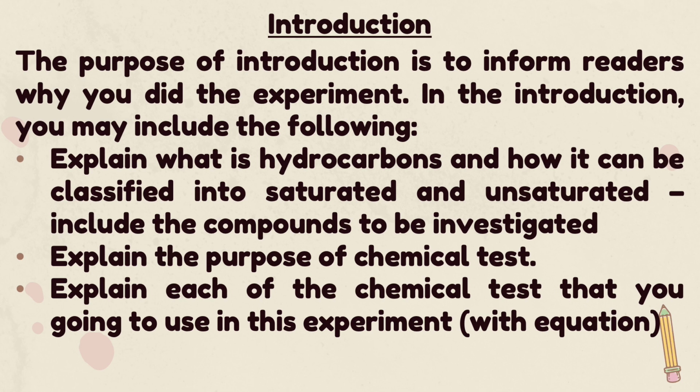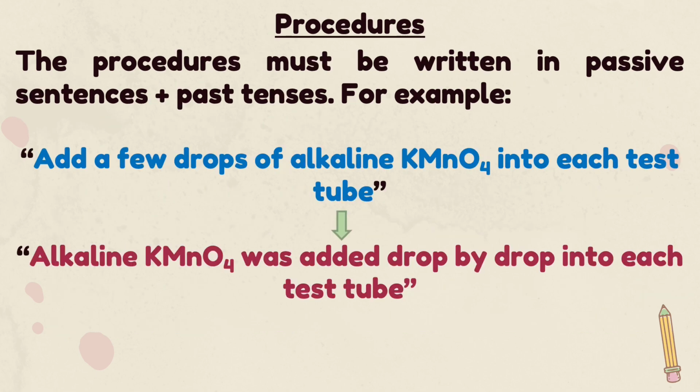Then you can explain the purpose of the chemical tests that we are going to use. For this experiment, we use Bayer's and also the bromination test. So explain both tests, give a general chemical equation, and also give the observation if the result is positive, and the negative result too. Introduce the observations first. Then we proceed to the procedure, because the reagent, material, title, and objective you can simply copy from the lab manual. Remember that the procedure must be written in passive sentences and past tense.